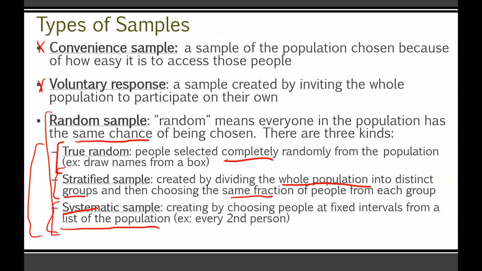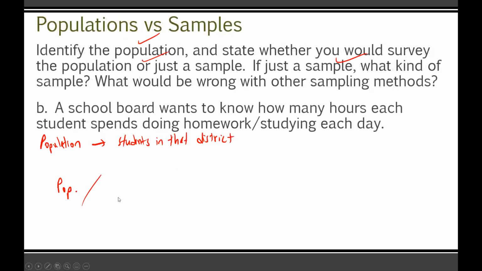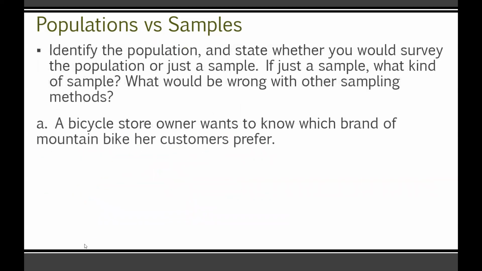That leads us into our random samples here. You could do a true random sample where you select completely randomly. But the one I'm really leaning towards in this case is a stratified sample. What I think you would probably want to do in this survey is do a stratified sample where you ask a certain number of people from each grade. So you could say how many hours doing homework or studying do the grade 12s do versus the grade 11s versus the grade 10s and so on, right?